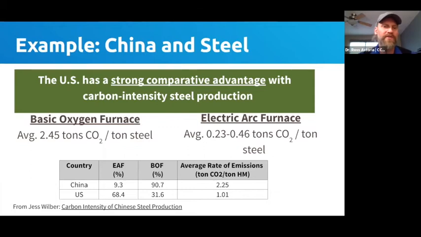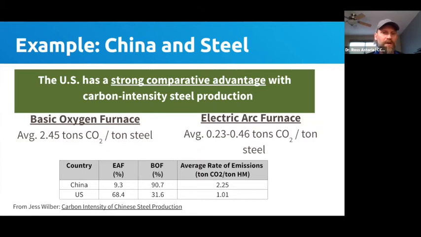All right, let's continue with our example of steel here. And steel usually comes up in the context of China. This slide is based upon the wonderful work of one of the CCL volunteers, interns, employees, Jess Wilbur, who would do these slides, except she's camping right now. One of the take-home points here is that with respect to steel, and more or less across the board, the US has a strong comparative advantage with respect to carbon intensity.